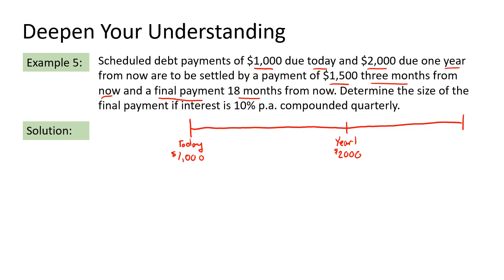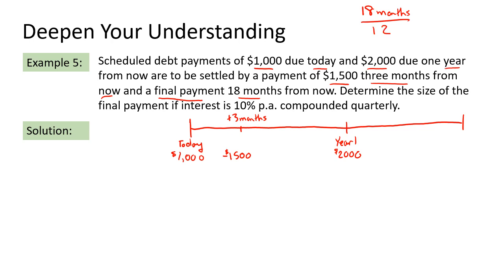To settle those payments, your next piece is that your first payment is $1,500 and it's 3 months from now. So I'm going to say plus 3 months. And it's a payment of $1,500 to pay this debt off. So that's actually minus $1,500, and I'll go into why that is in a second. Your last payment is due 18 months from now. So again, 18 months.